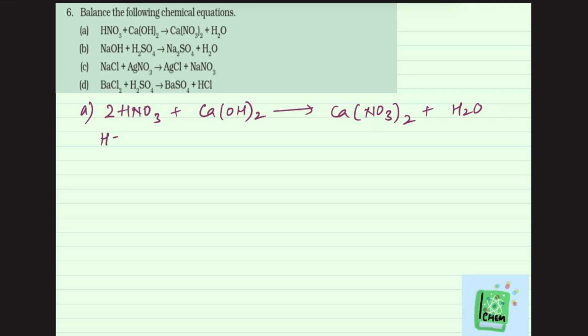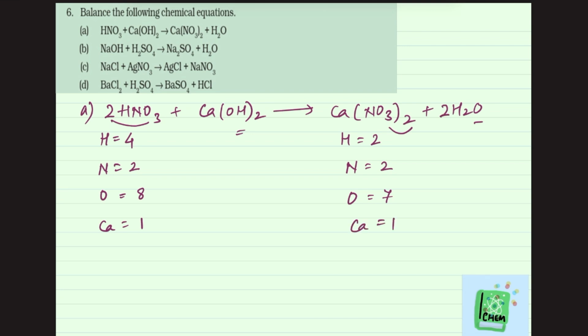Now counting the number of atoms of the elements present on the reactant side, number of hydrogen atoms is 2 from HNO3 and 2 from OH group in calcium hydroxide. So 4, nitrogen is 2, oxygen 2 into 3 is 6 and 2 from the OH group. So total oxygen atoms 8 and calcium 1. On the product side also hydrogen is 2, nitrogen is 2, oxygen is 3 into 2 is 6 plus 1 from H2O, that is 7 oxygen atoms and calcium is 1.